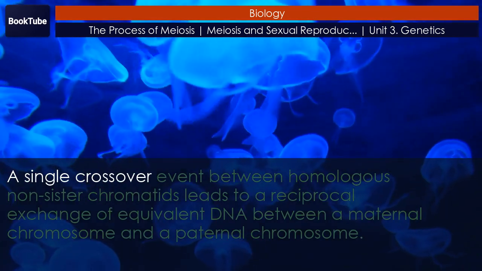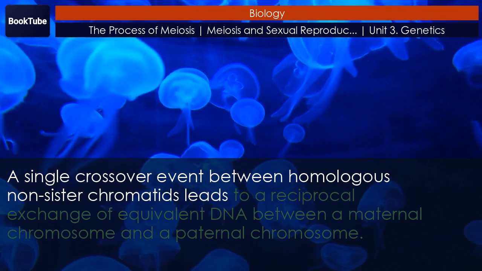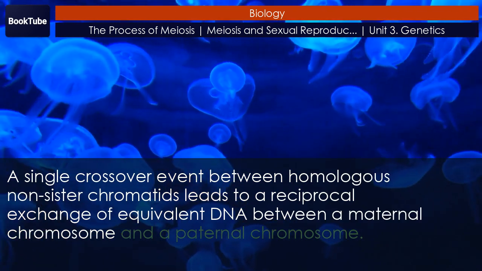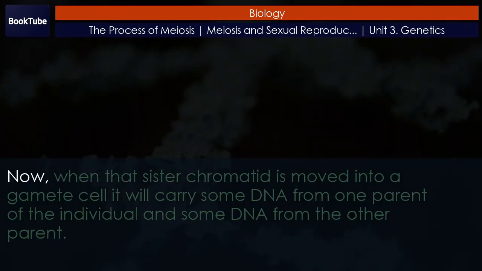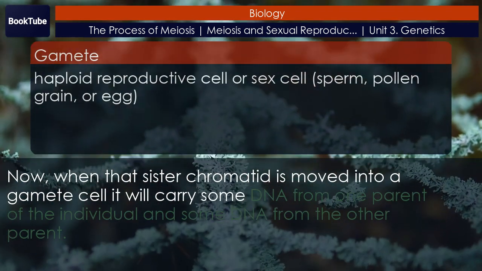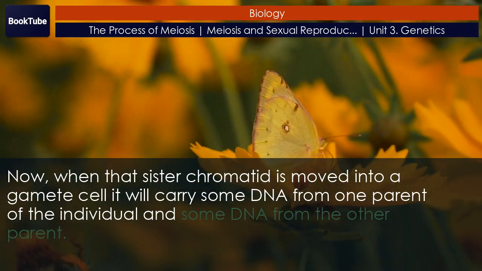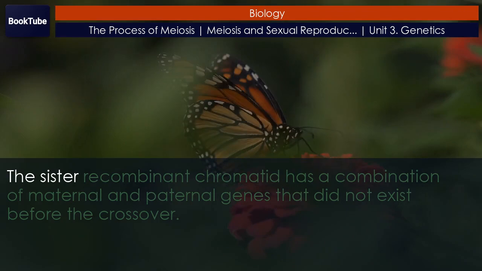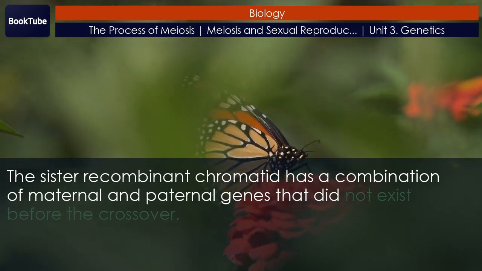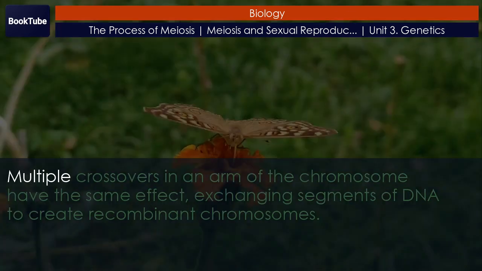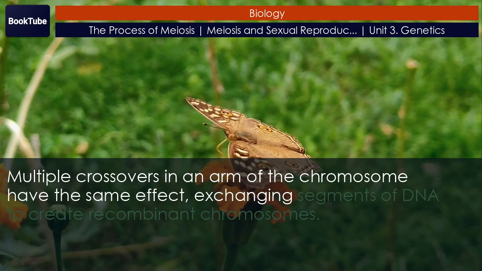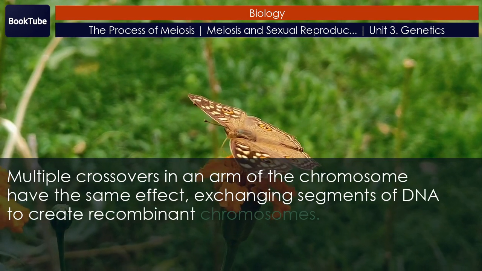A single crossover event between homologous non-sister chromatids leads to a reciprocal exchange of equivalent DNA between a maternal chromosome and a paternal chromosome. Now, when that chromatid is moved into a gamete cell, it will carry some DNA from one parent of the individual and some DNA from the other parent. The recombinant chromatid has a combination of maternal and paternal genes that did not exist before the crossover. Multiple crossovers in an arm of the chromosome have the same effect, exchanging segments of DNA to create recombinant chromosomes.